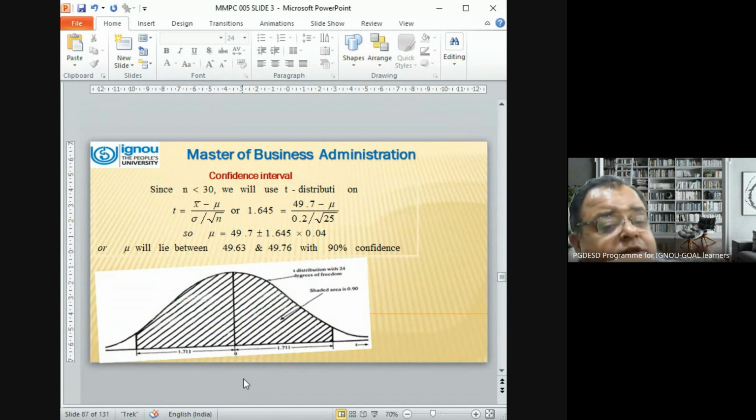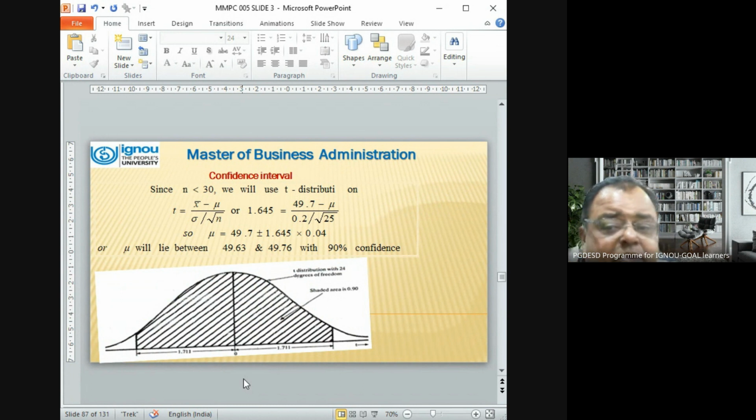Now since n is less than 30, we will use t distribution. T distribution को use करना है तो हमें z variate लाना पड़ेगा. So t is equal to x bar minus mu upon sigma upon under root n. I hope everything is given to you. Only mu is unknown. That means the mean mu is unknown. From this you have to calculate mean.